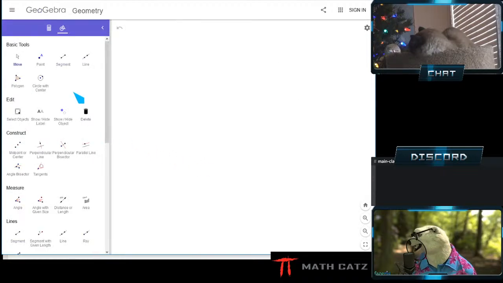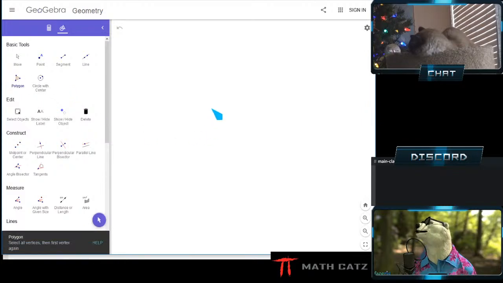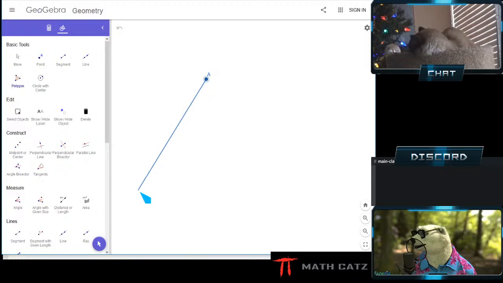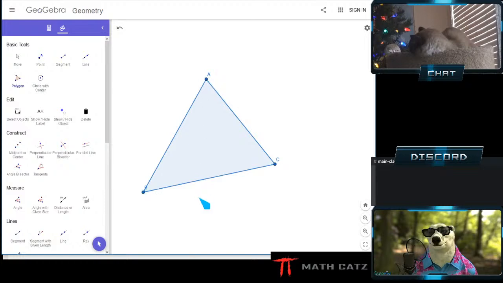I'll do it twice just to show the triangle does not matter. Let's make another triangle. Let's make it not too... I think that's... Oof. Who cares? Random triangle, it doesn't matter. Okay.